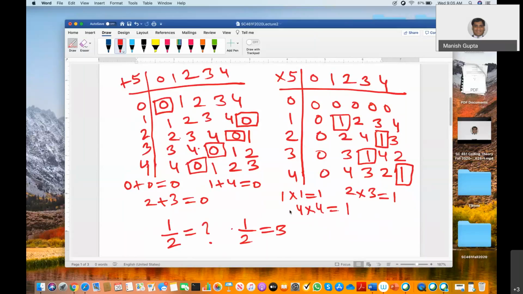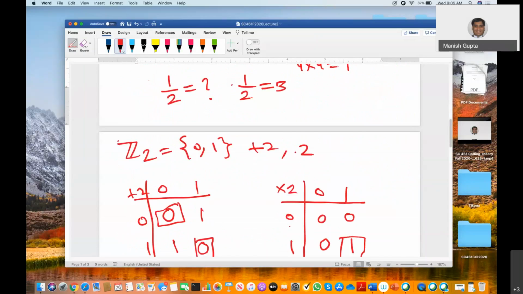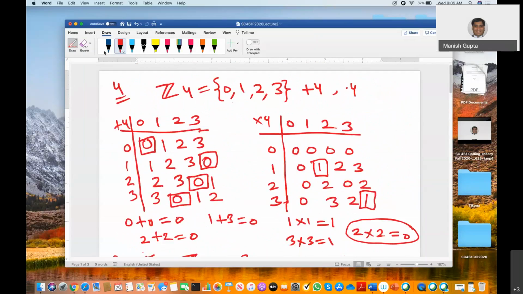A field has a very important property that if the product of two numbers is equal to 0, then one of them has to be 0. If A into B is equal to 0, then either A is 0 or B is 0. So Z6, it is not the case. Z8, it is not the case. Z9, we can ask, is it a field? No, it is not a field. So whenever n is a prime number, we have this result actually, which I can mention to you.